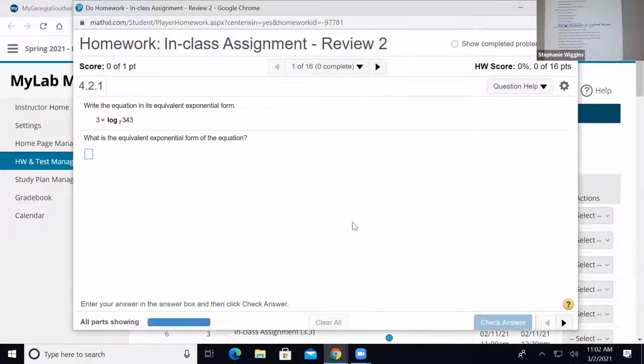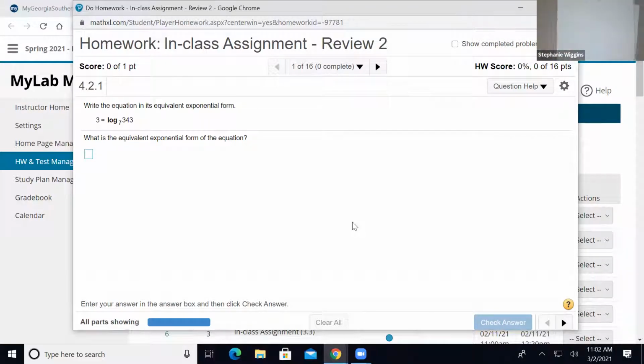All right, so from chapter 4, you just need to be able to work with exponential functions and equations, as well as logarithmic functions and equations. And so here we have a logarithmic equation, and it says to write the equation in its equivalent exponential form.